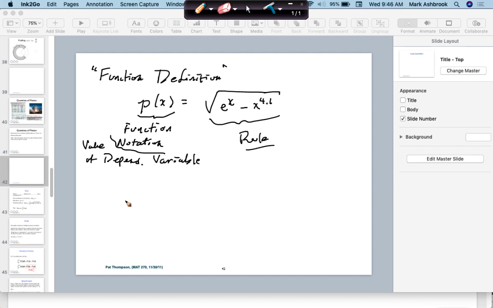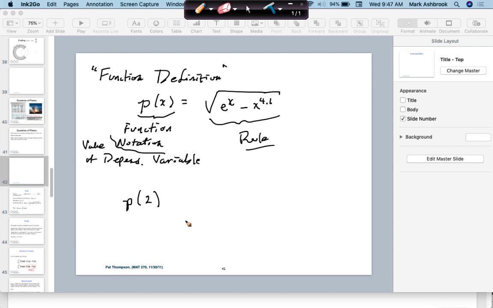Okay, so then we can say p of 2. And what is p of 2? It's a value of the dependent variable when the independent is 2. You can just write this. Just what I wrote there has perfect meaning. It doesn't need anything else. It doesn't need you to compute anything. It means the value of this function p, or the dependent variable, when the independent is 2.